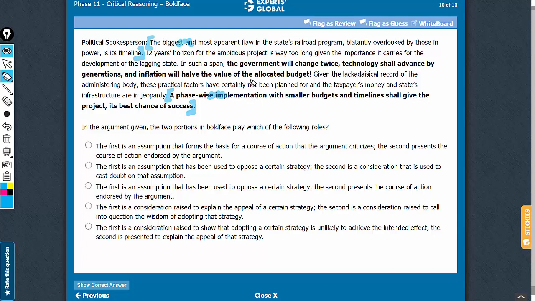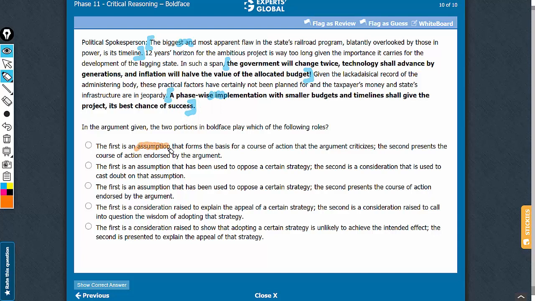Step 2 is to link the two boldfaces with the conclusion. Now see, the first boldface suggests why the first plan is not good, and therefore the first boldface supports the conclusion of the argument. The second boldface is an alternate plan that the argument proposes as a better option. So with this groundwork, let's look at the answer choices.